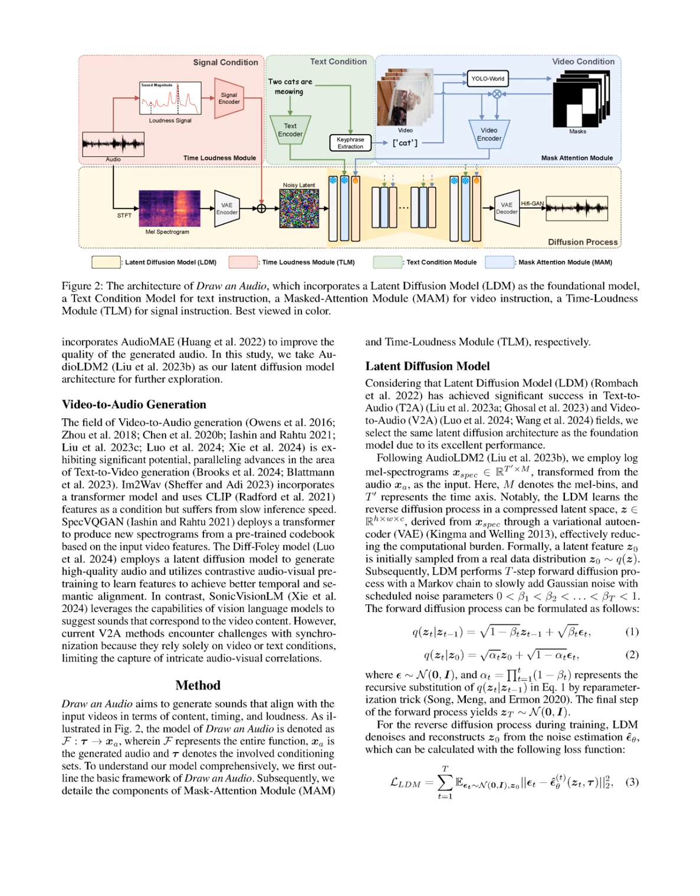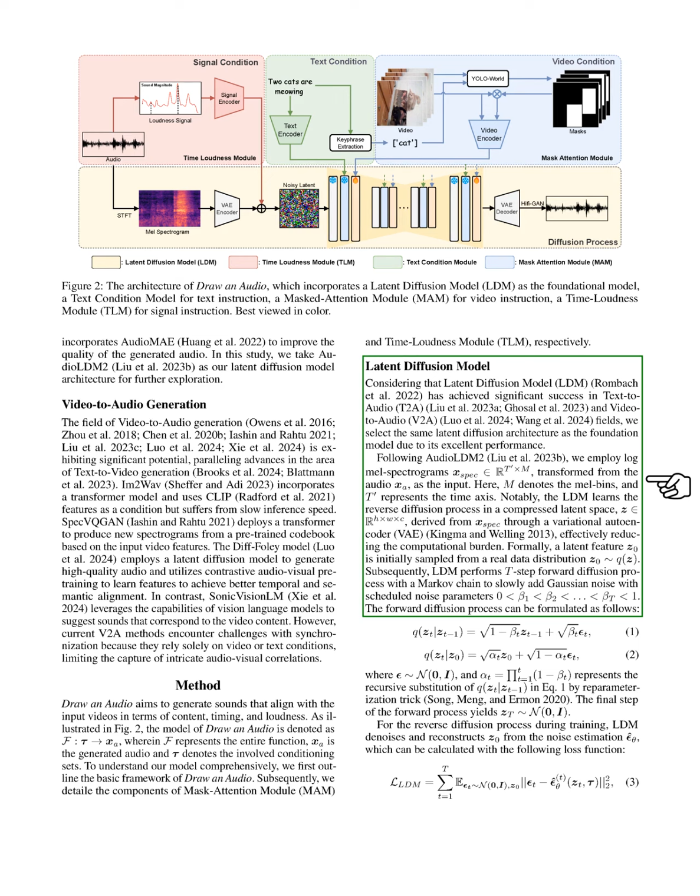Section Summary. In this section, we explore advancements in text-to-audio and video-to-audio generation, highlighting models like Diff-Sound, Make-an-Audio, and Audio LDM2, which utilize various diffusion techniques to enhance audio quality and synchronization with visual content. We focus on our model, Draw-an-Audio, which employs a latent diffusion architecture to generate audio that aligns with input videos based on content, timing, and loudness, utilizing a Mask-Attention module and Time-Loudness module for improved performance.